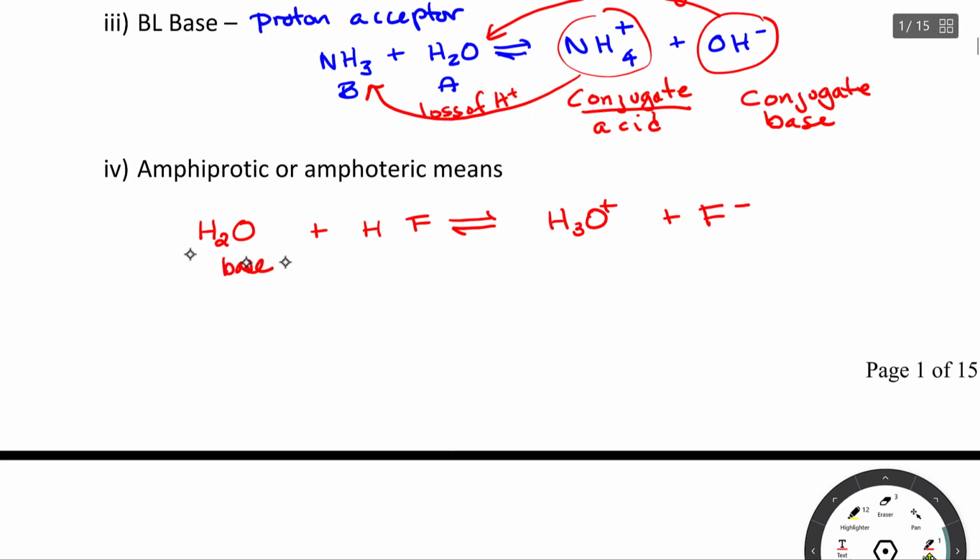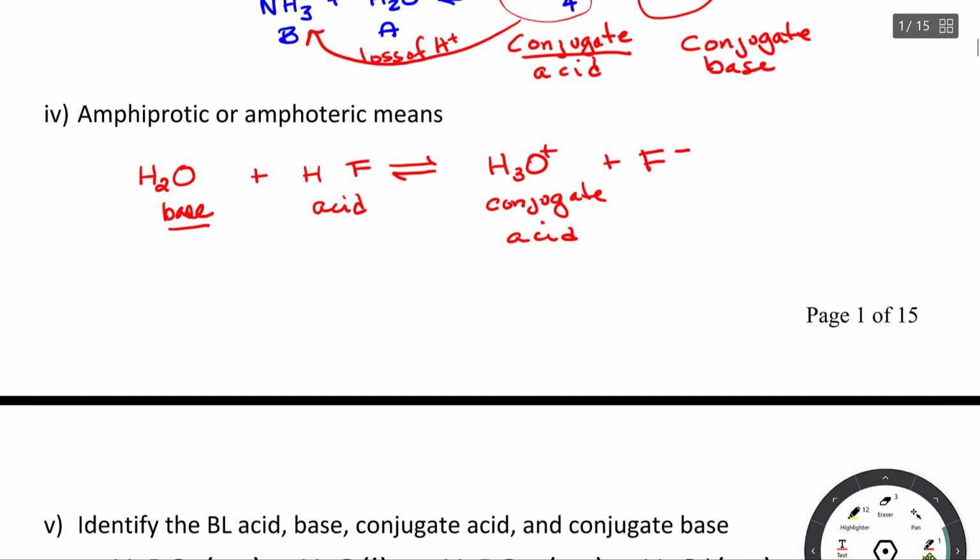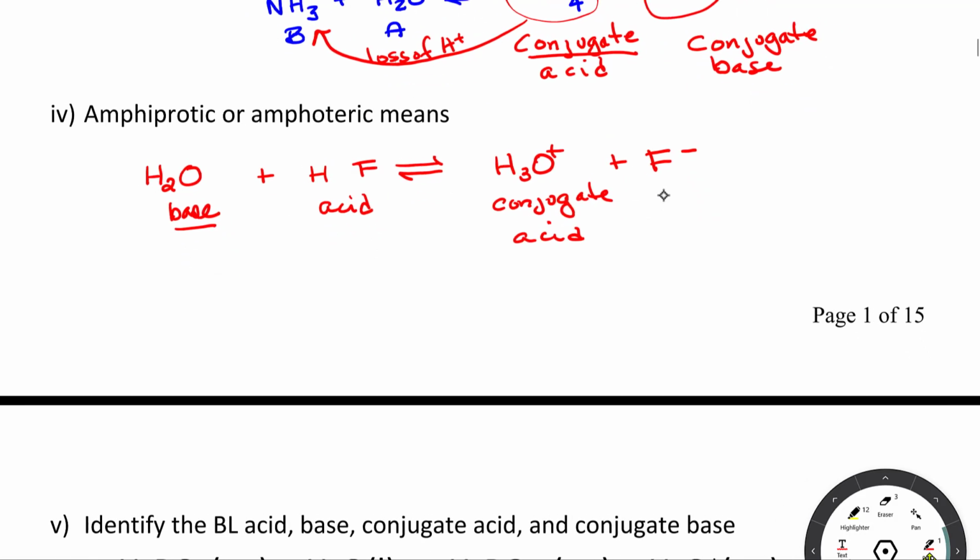Now, H2O accepted the proton, so this is the base. And this is the acid. And I have a conjugate. Maybe you figured this out already. If it's the base on one side, it's the acid on the other side, and you just have to add the word conjugate to it. And fluoride is the conjugate base.